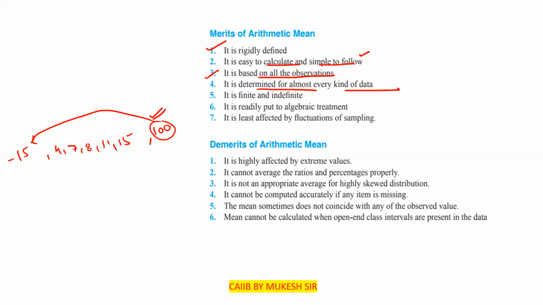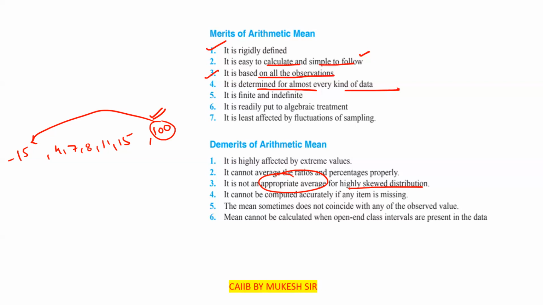Next, it cannot average the ratios and percentages properly. Next, it is not an appropriate average for a highly skewed distribution. It is not a good way. That's why we use another measure, which we will discuss in the upcoming session. Next, it cannot be computed accurately if any item is missing, which we have already discussed. If we take any wrong item, it will give the wrong result.